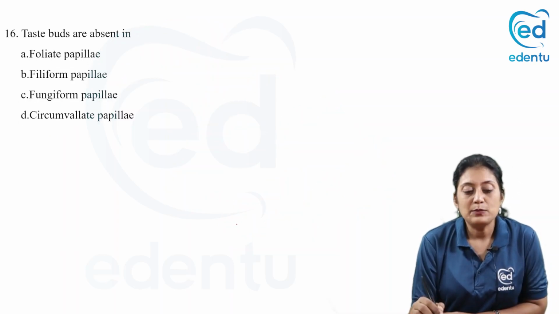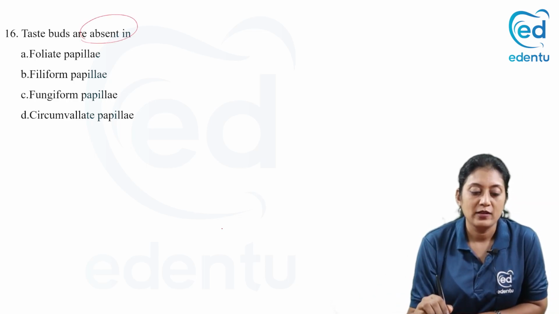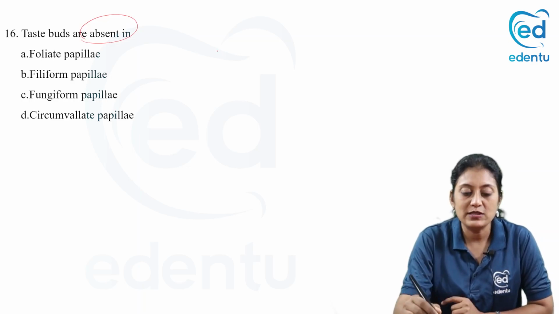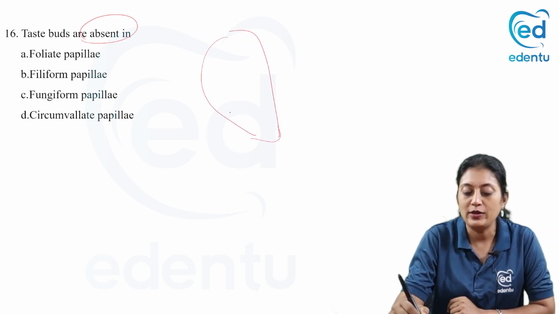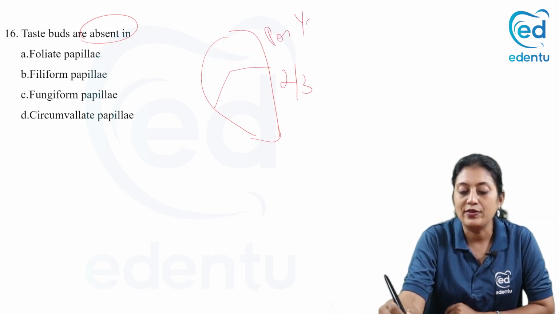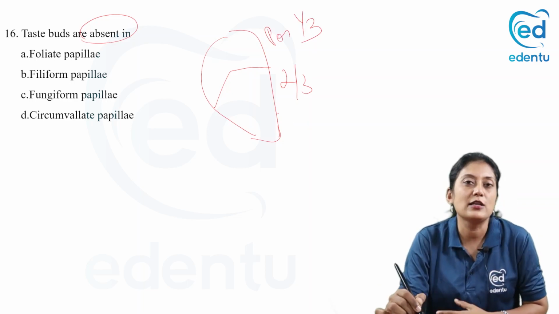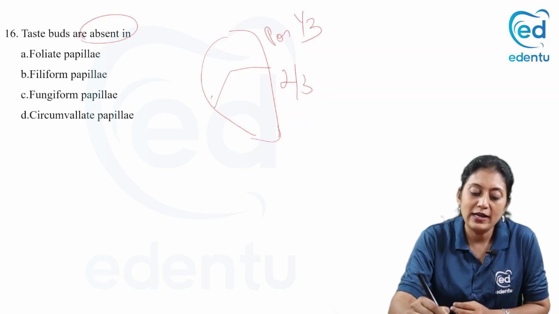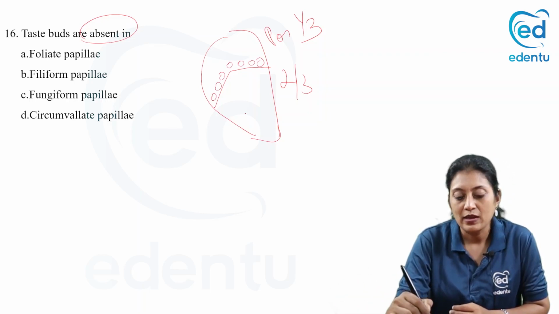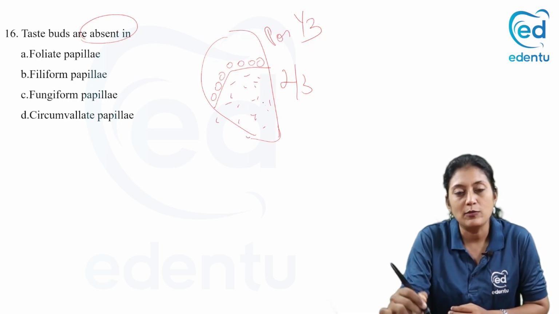16th question: taste buds are absent. Where don't you see taste buds? So, you have four different papillae on the tongue: filiform, fungiform, circumvallate and foliate papillae. Say if you take the tongue, this is anterior 2/3, this is posterior 1/3. It is separated by sulcus terminalis. So, this dorsum of the tongue has a lot of papilla. Circumvallate papilla is seen just in front of the sulcus terminalis. This is circumvallate papilla. Fungiform and filiform papilla are dispersed throughout the dorsum of the tongue.